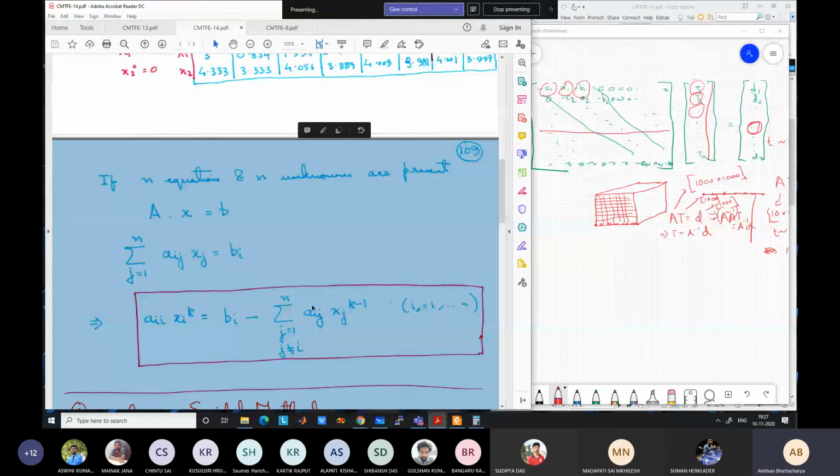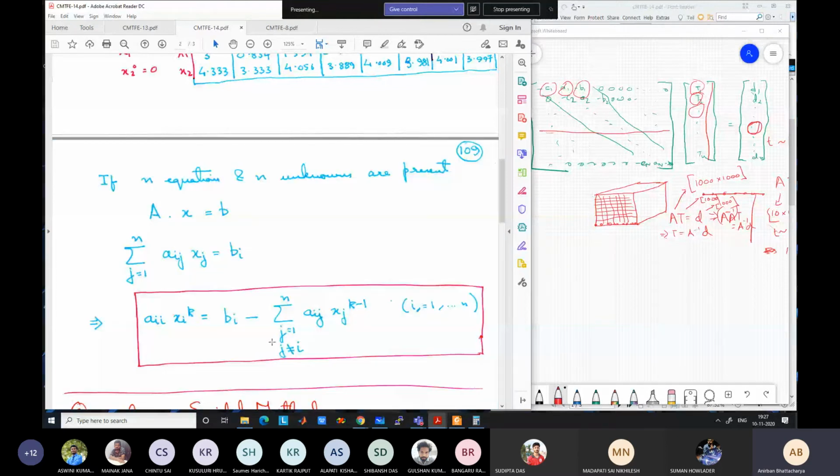Which term is missing? The j equal to i term is missing. So j is not equal to i, except that all the other terms are there in the summation. Whereas the j equal to i term is gone, it is already kept in the left hand side. We have separated this out from the summation. So the j equal to i term I can write as a_ii x_i^k. So the kth iteration value I can find based on all the other variables' k minus 1 iteration values.